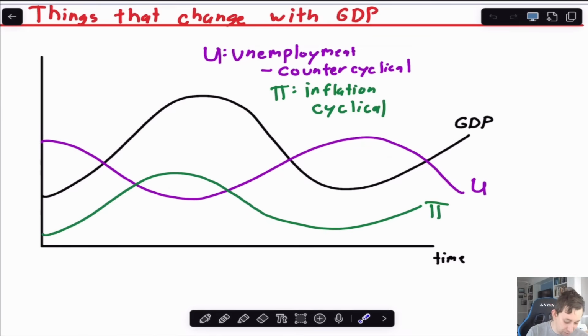If GDP is going up, then more people should be employed, and so the amount of people that are not employed should be going down, and so unemployment is falling. Now, when GDP starts to fall, more and more people tend to start losing their job. If fewer people are employed, then more people are unemployed, so we would expect the unemployment rate to go up.